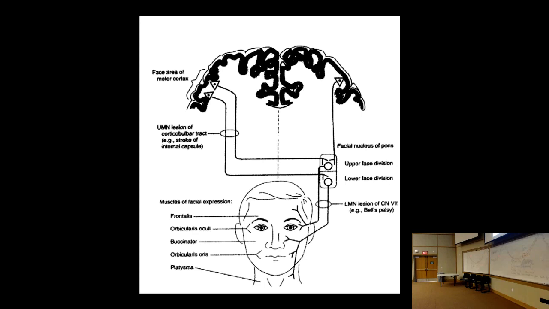Okay, but now let's say that we have a stroke, maybe in the genu of the internal capsule, affecting the contralateral corticobulbar tract. That's going to look a bit different. And it'll look different because we have an ipsilateral supply that is going to be preserved. So the upper face division is not affected with the lesion of the corticobulbar tract, but the lower face division will, because notice it's only getting a contralateral supply. And so when we have a stroke, we will see it's mainly just the lower face that's affected.